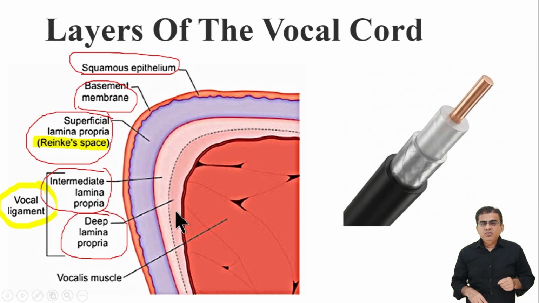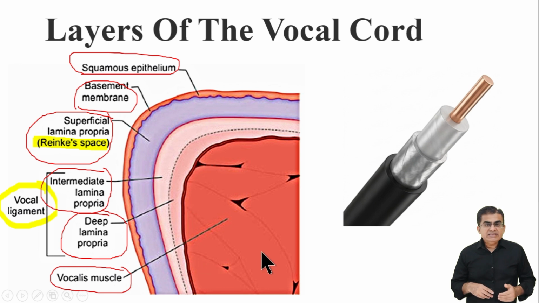Finally, at the very deep, we have a thick muscle called the vocalis muscle. This muscle is the deep copper wire of our cable. These layers are extremely important for the surgeon. They directly decide how deep we will cut with our laser. Let us look at this surgical correlation in more detail in the next slide.